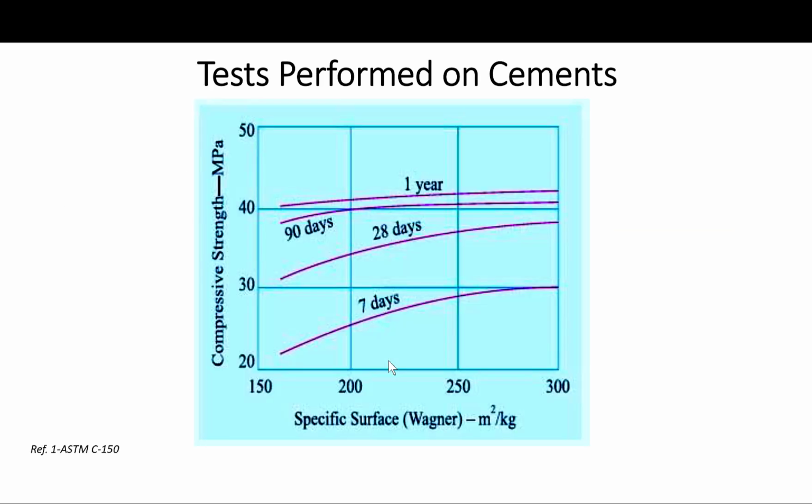This graph here shows the effect of fineness on strength gain. As can be seen, early strength is greatly impacted by fineness. At 7 days, you see, when we increase the fineness, how the 7-day strength increases. The same thing with the 28 days. At later ages, the effect is almost not there. At 1 year, almost the same strength is reported for all finenesses. 90 days, almost the same.